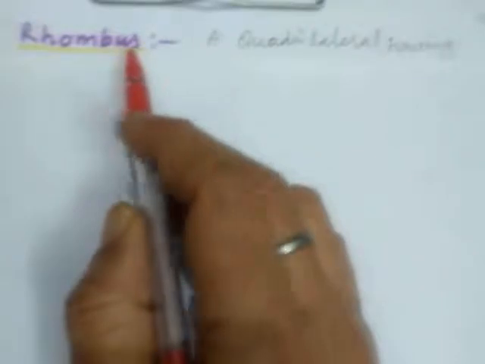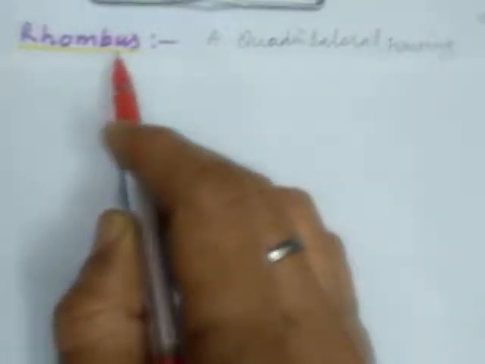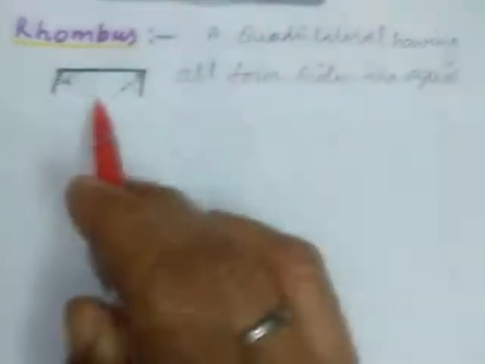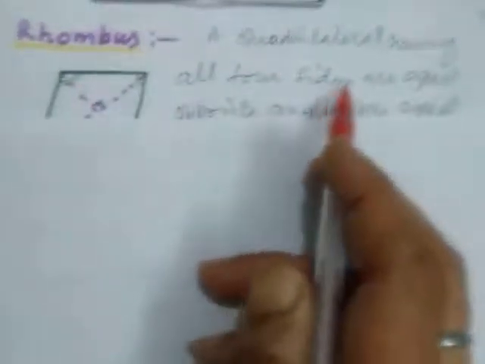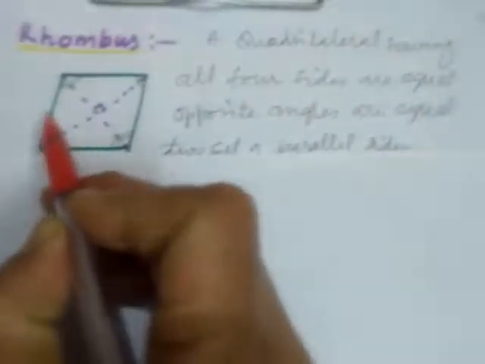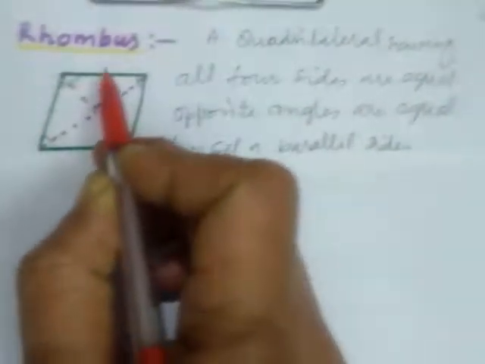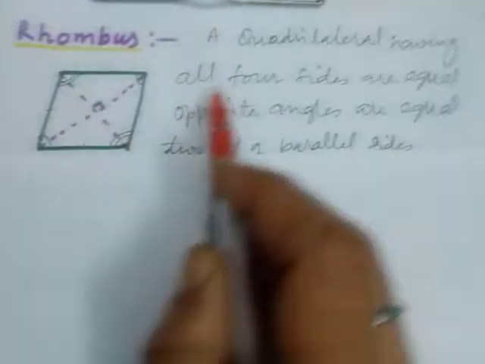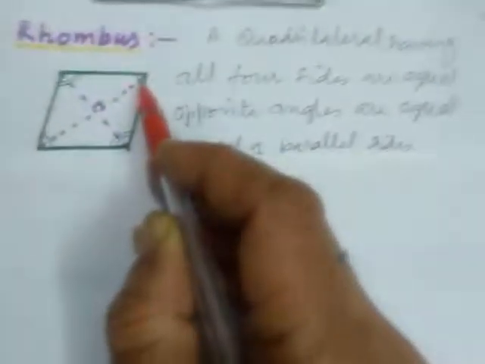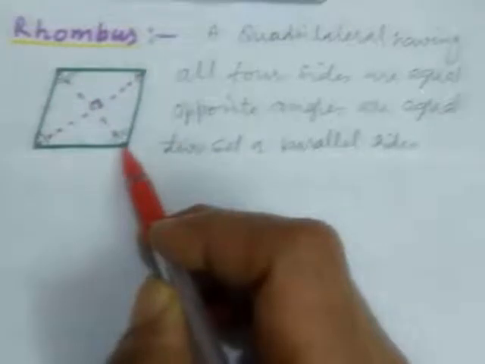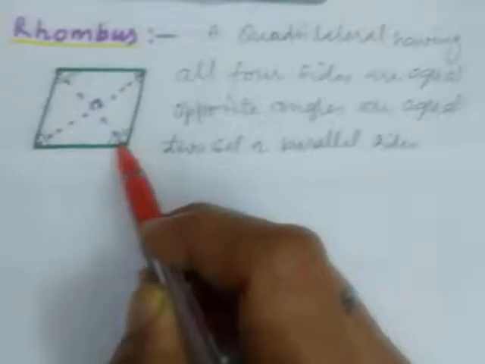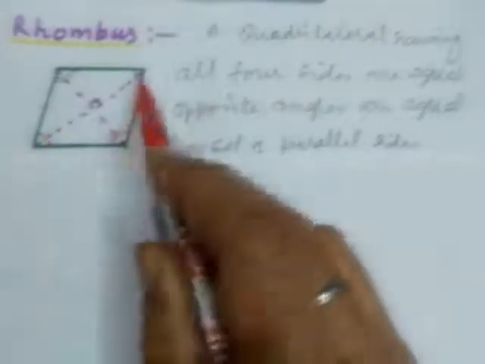Now the next quadrilateral is the rhombus. A quadrilateral having all four sides equal. These are the four sides, which are equal, so we make the same sign. All four sides are equal. Opposite angles are also equal. These are the opposite angles which are equal. Here we make the same sign and here we make a different sign. So the opposite angles are equal.